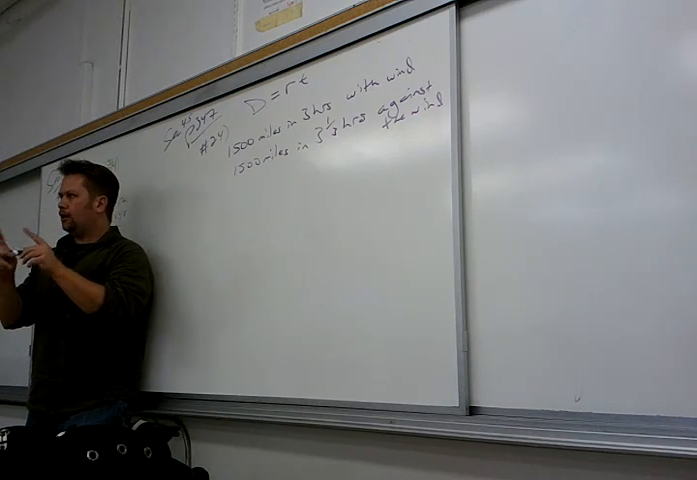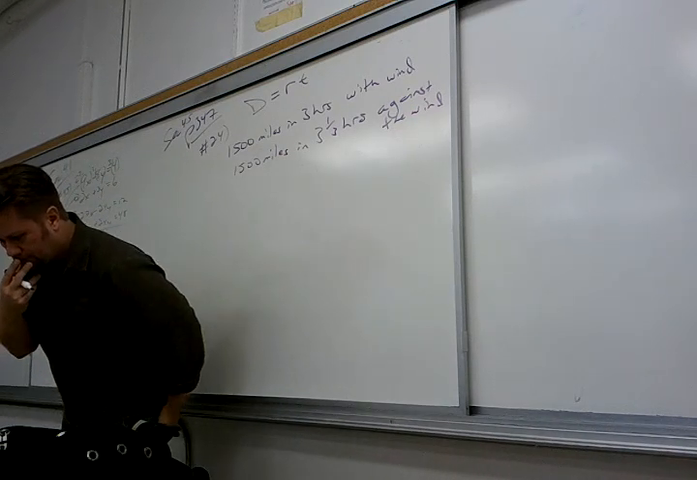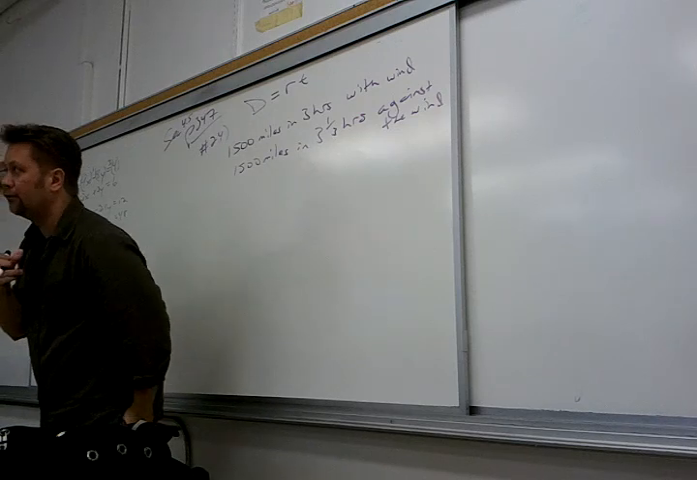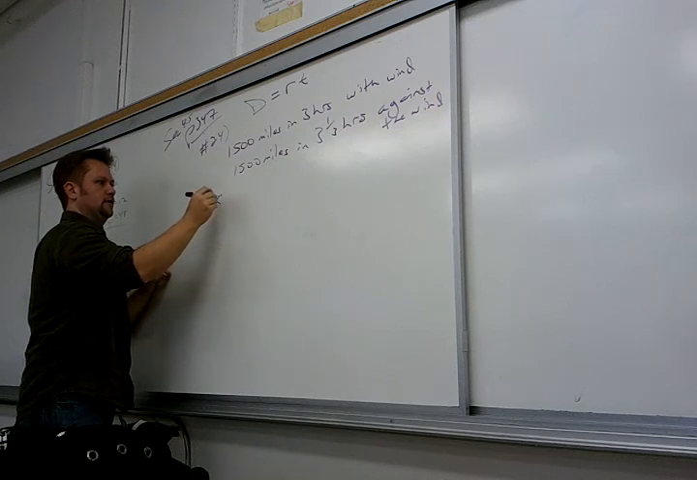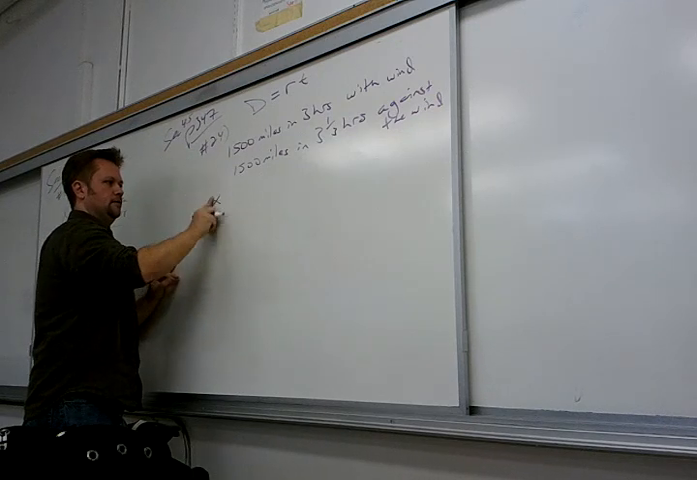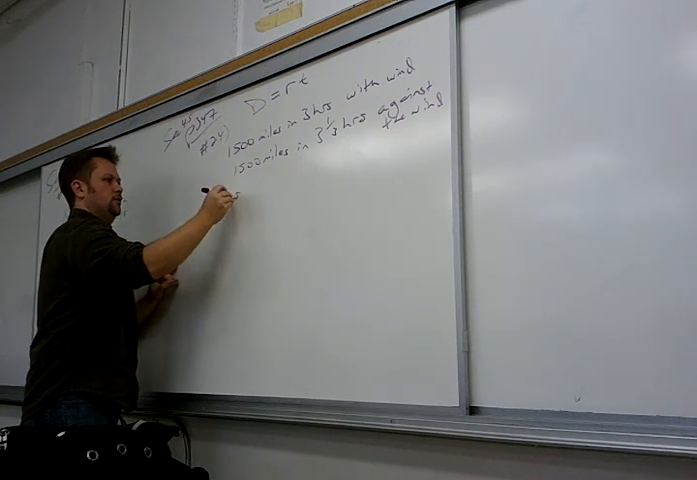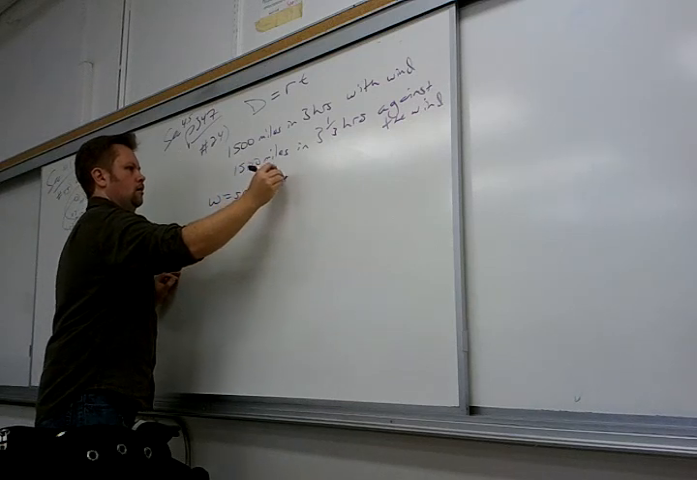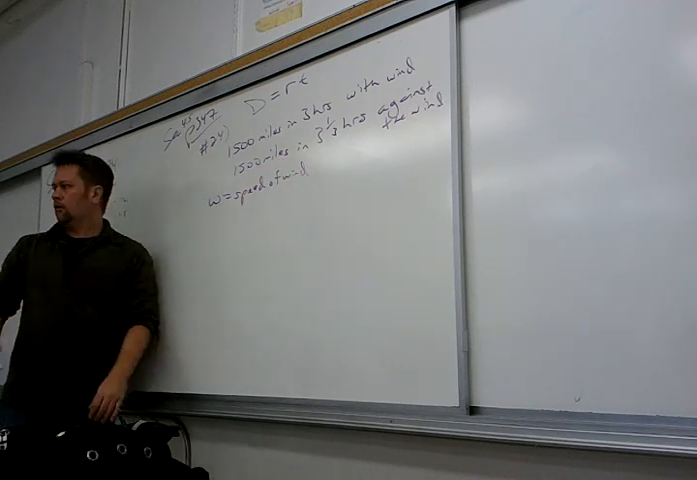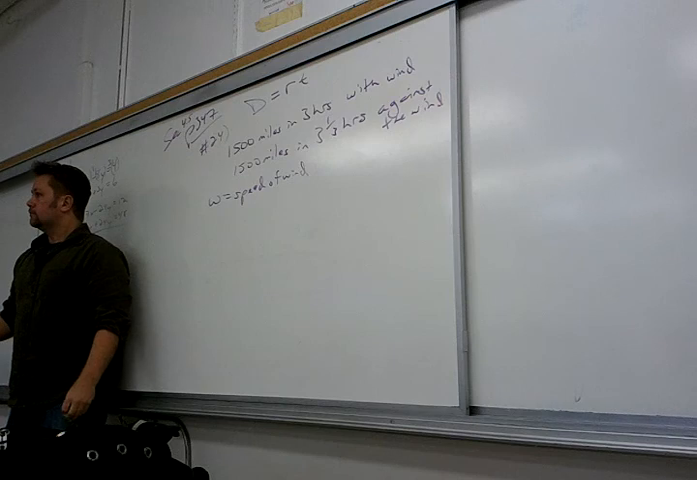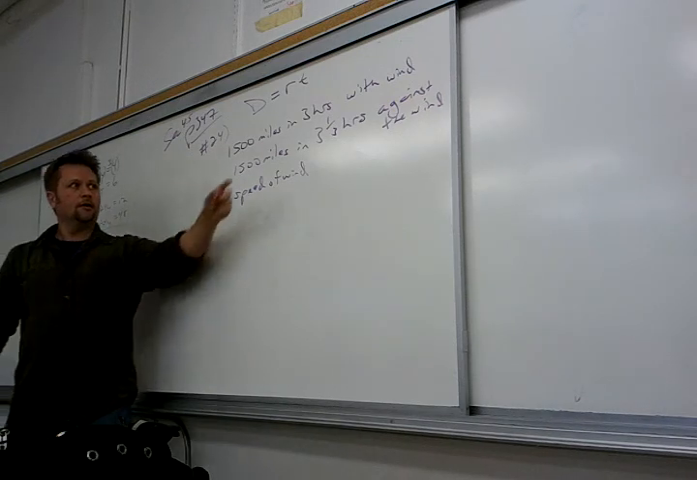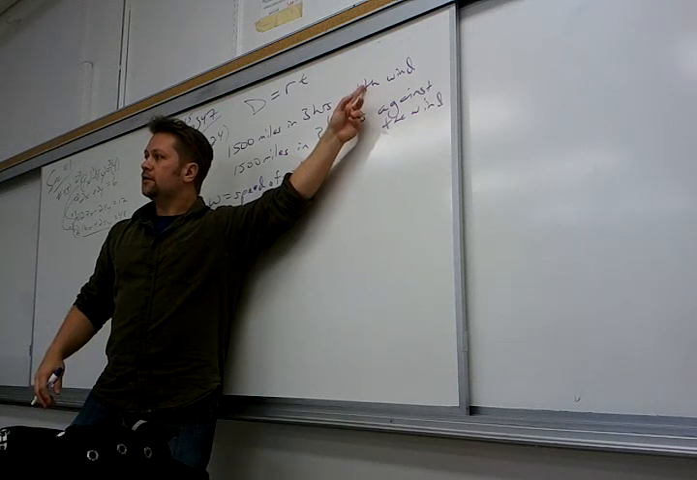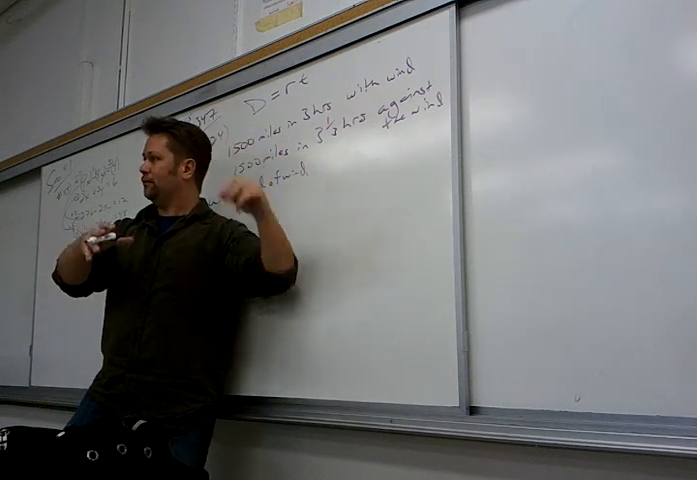How many things do I not know in this equation? The rate, the speed. Speed of what? The wind. So let's say W is the speed of the wind. And the speed of the plane. We already know the plane is going 1,500 miles in 3 hours with the wind. So that's the speed of the plane plus the wind.